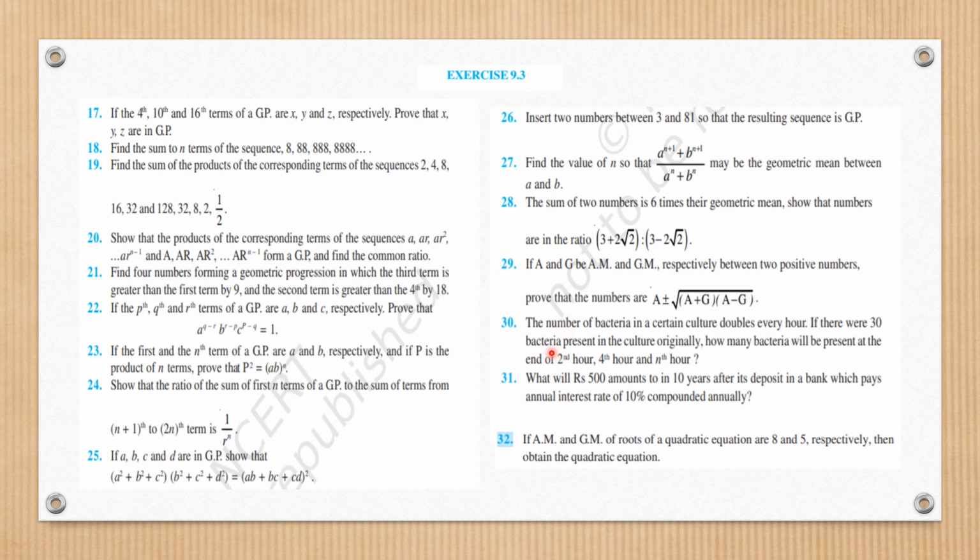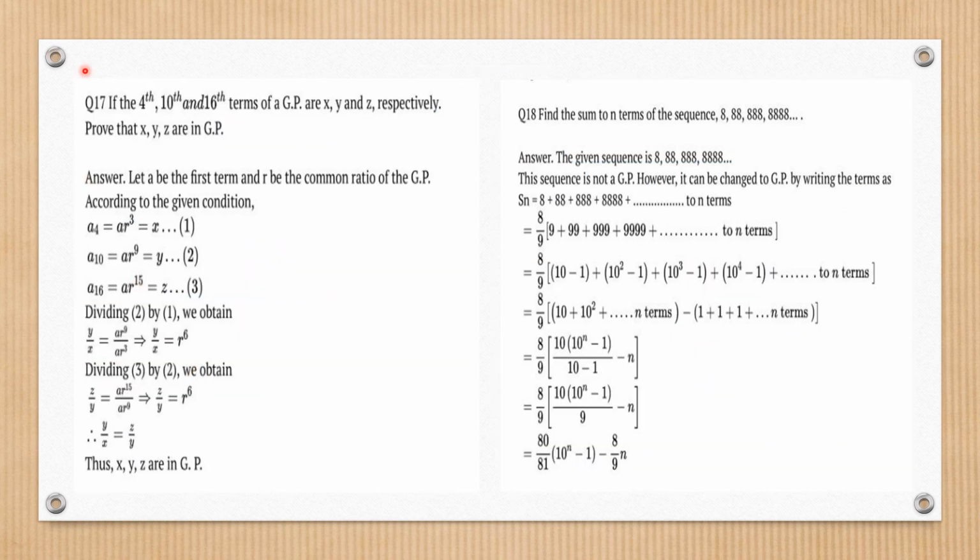So let us start with exercise 9.3 and solutions of the remaining questions of the exercise, from 17 to 32. Question number 17 says: if the 4th, 10th and 16th terms of a GP are x, y, z respectively, prove that x, y, z are in GP. Okay, x, y, z are in GP.